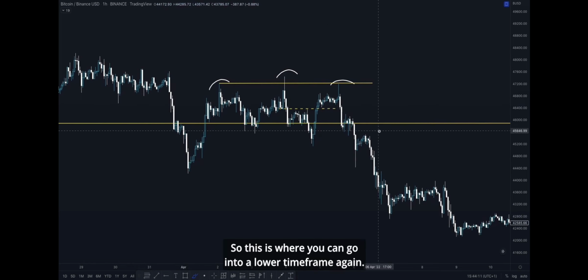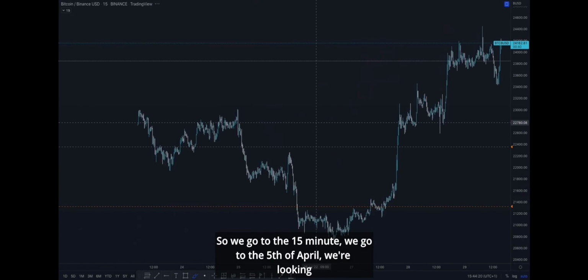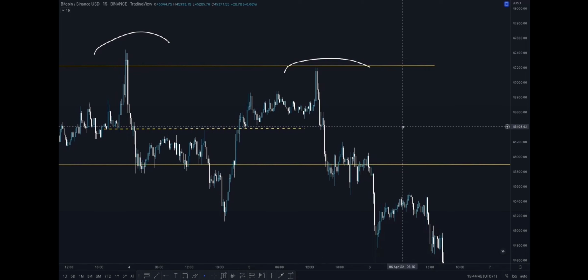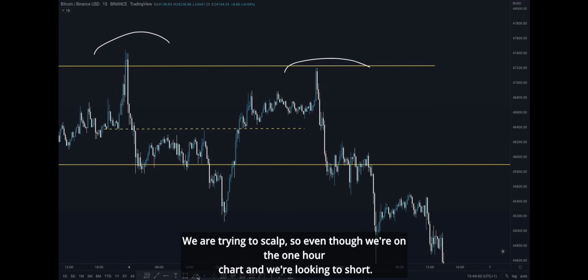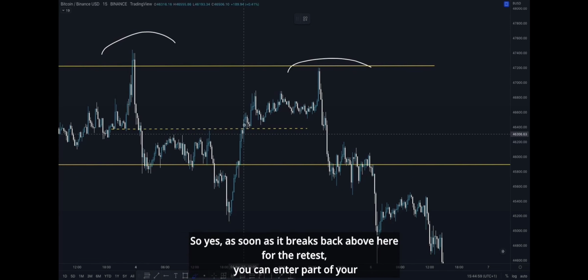So this is where you can go into a lower time frame again. So we're looking at the 5th of April. All right, so we go to the 15 minute. We go to the 5th of April. We're looking to get, and remember, time matters. We are trying to scalp. So even though we're on the 1 hour chart and we're looking to short, we're not looking to sit in a trade for too long. So yes, as soon as it breaks back above here for the retest, you can enter part of your short.